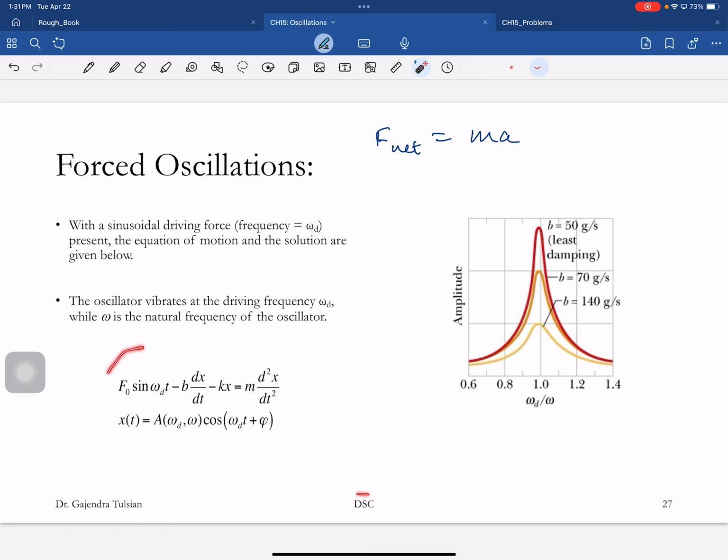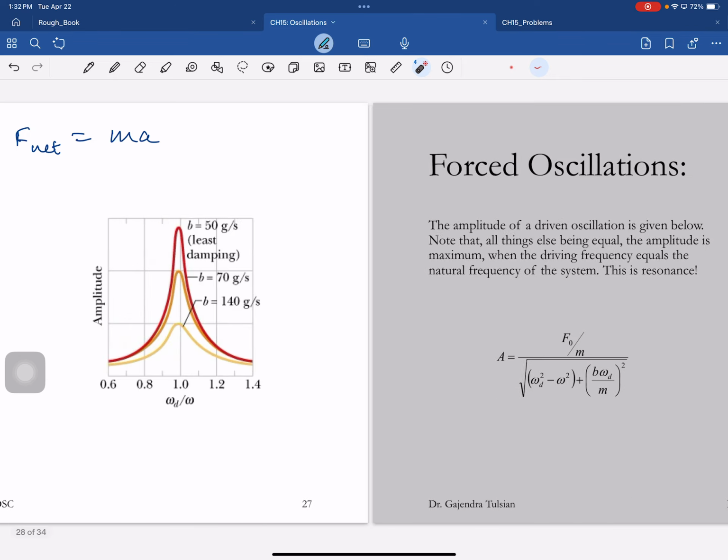Now this gets to be a little hard to solve, so we'll give you the solution. Again, it'll have the same form. There's the amplitude. The amplitude is a function of the driving frequency and the natural frequency of oscillation of the system. The natural frequency is the frequency it would oscillate at if you weren't driving it. Look at this: the system is oscillating at the driven frequency, not at its natural frequency. We'll come back to this diagram in a second.